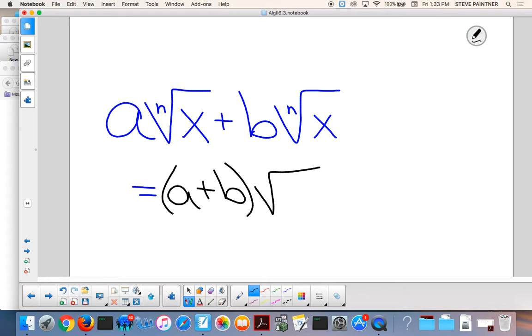What's it going to be times? Nth root of x. Nth root of x. Yep, that's it. That's what you just did with me, except now it's more in a mathematical way of saying it. Take the numbers in front, add them up, A plus B. Keep the roots the same. Keep the radicand the same. That's all it is. And it's the same with subtraction, so I'm not going to write that one down.